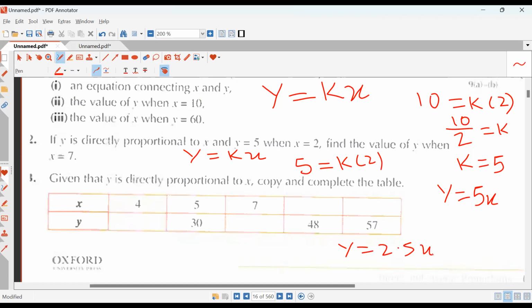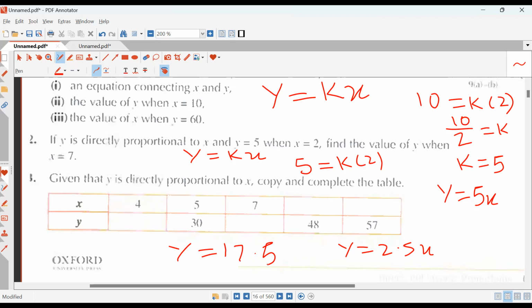Find the value of y when x equals 7. So 2.5 into 7, my answer is going to be 17.5. y equals 17.5 for question number 2. If x equals 7, then y is going to be equal to 17.5.